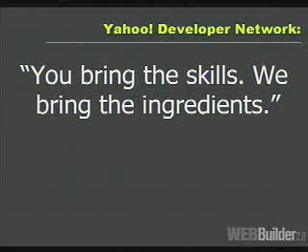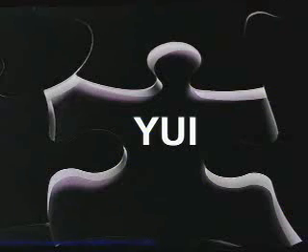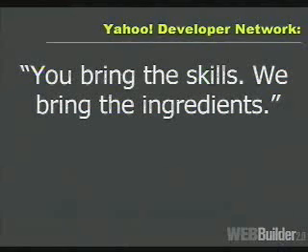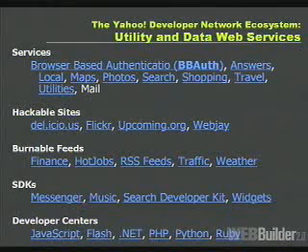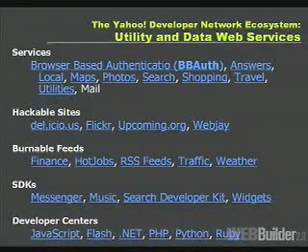So when you open things up, you get all these other people contributing, and it's been a blast. And then the other reason is that we have this thing called the Yahoo Developer Network. Their tagline for a long time has been, you bring the skills and we bring the ingredients. It started out as primarily a lot of web services. Our YUI library is just one part of this developer network, and I think really helps tell the complete story. These are some of the utilities and data web services that are available through the Yahoo Developer Network, and some of our execs have been talking about this ecosystem of open development.